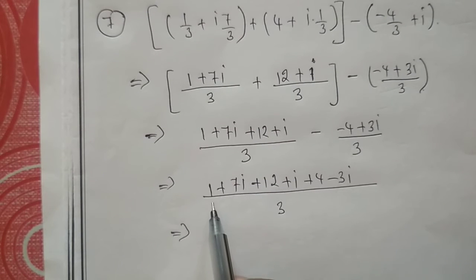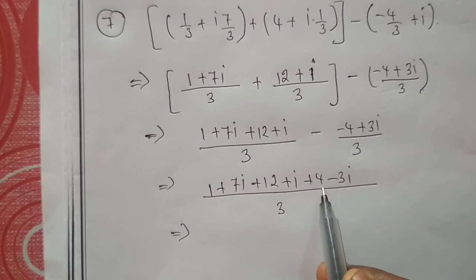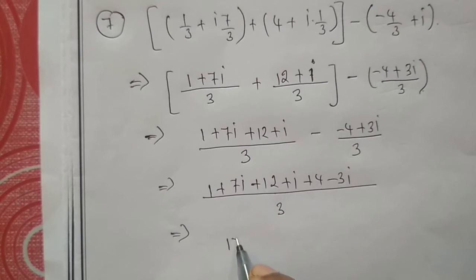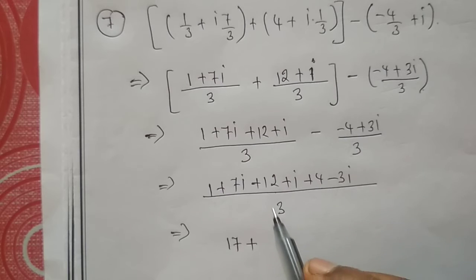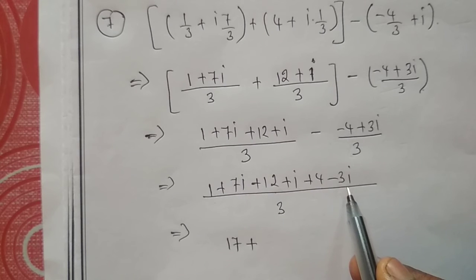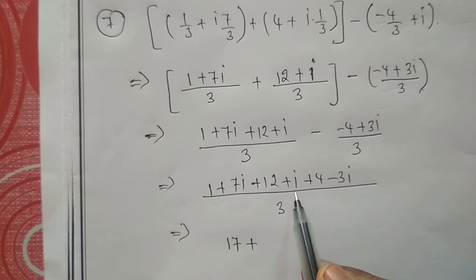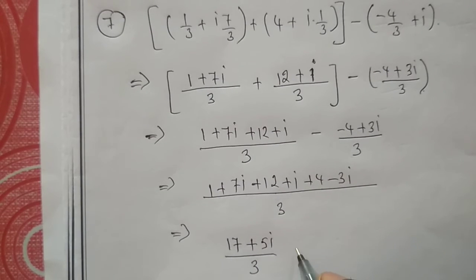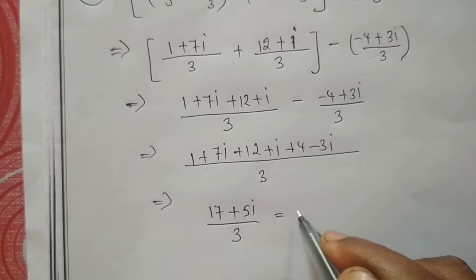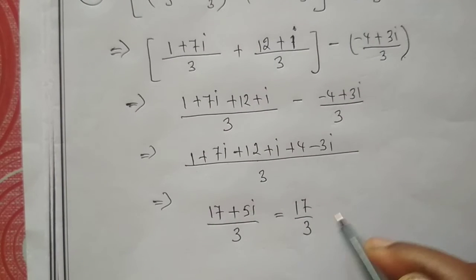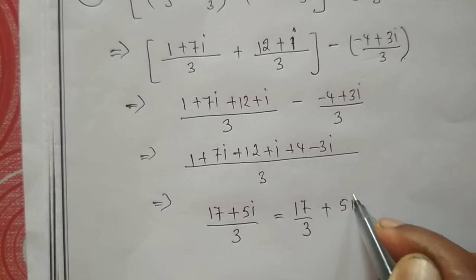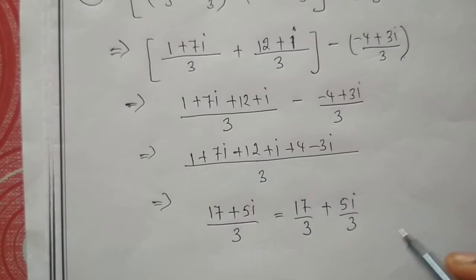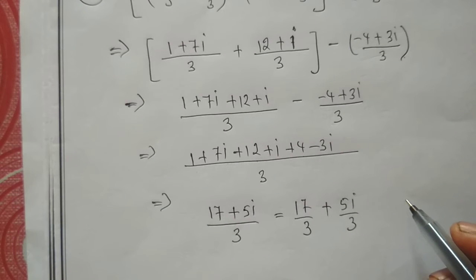So constant values is 1 plus 12 plus 4, so total constant is 17, that means real value, plus imaginary values is 7i minus 3i is 4i plus i is 5i is the imaginary value by 3. Converted to standard form, that is 17 by 3 plus 5i by 3. Here real value is 17 by 3 and imaginary value is 5 by 3.